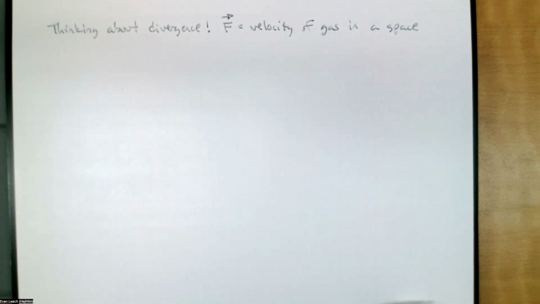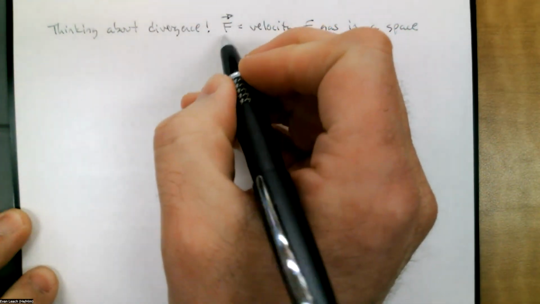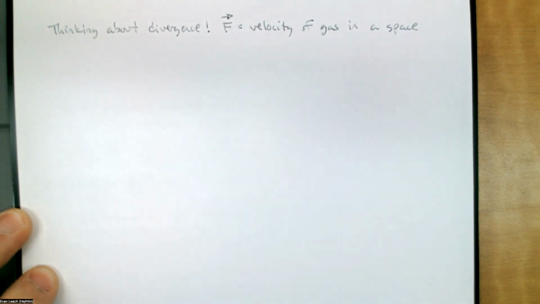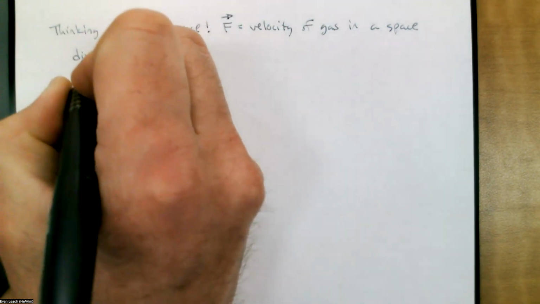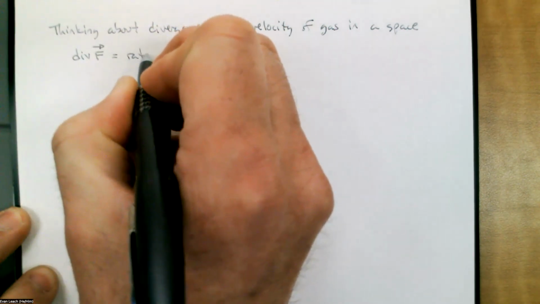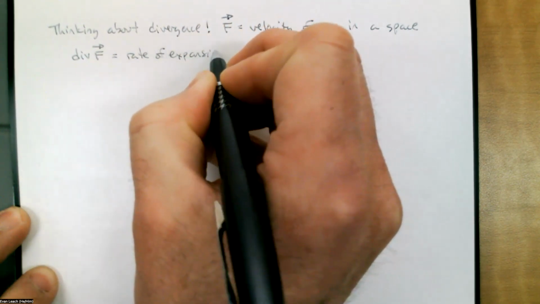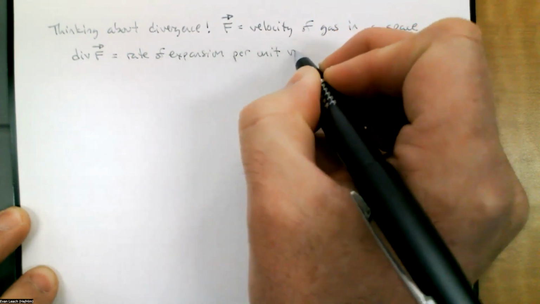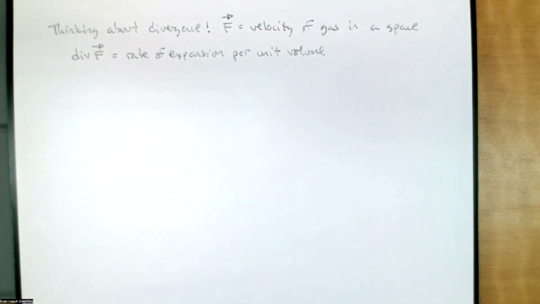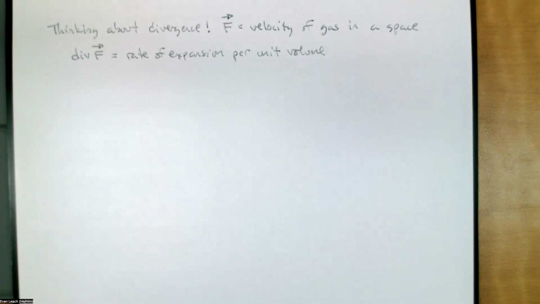The divergence is going to tell us the rate of expansion of the gas. So if we think of the vector field as the velocity of the gas in the space, then the divergence will be the rate of expansion per unit volume under the flow of the gas. So imagine the divergence as the rate of expansion per unit volume. So it makes sense that we're calling it divergence. We're measuring how much the gas is expanding, or more specifically, the rate of expansion, how fast the gas is expanding.